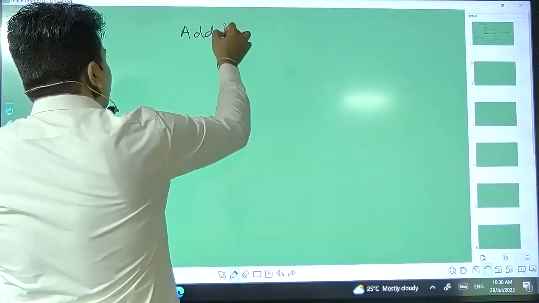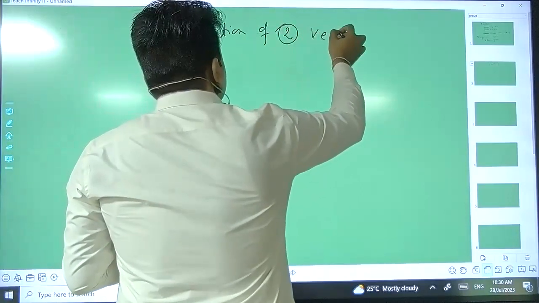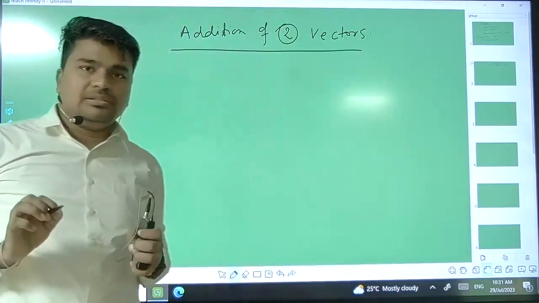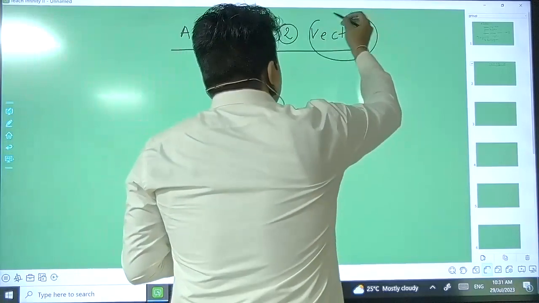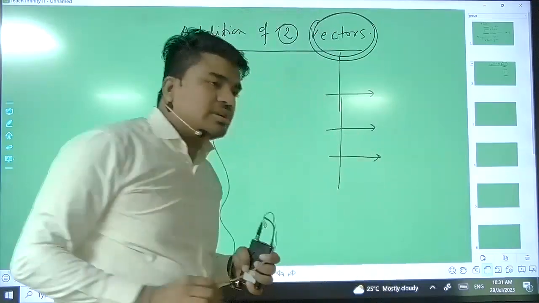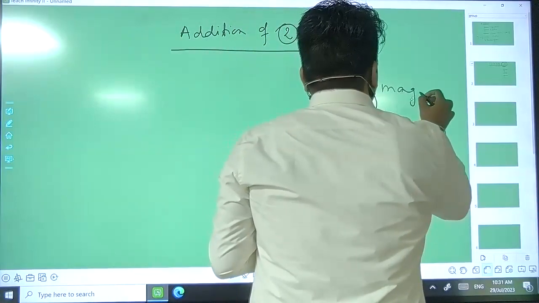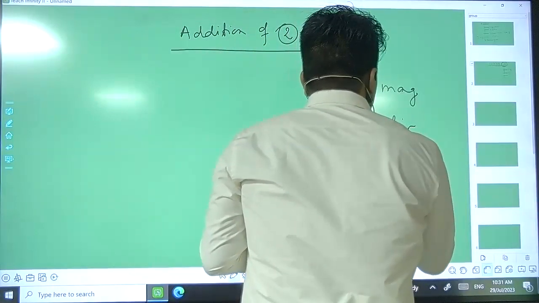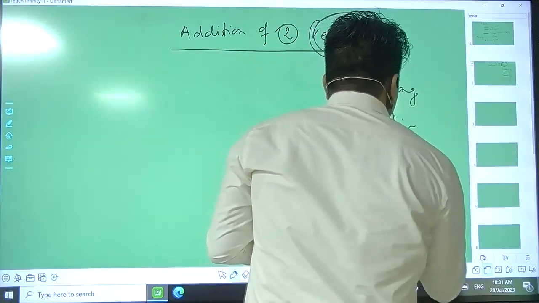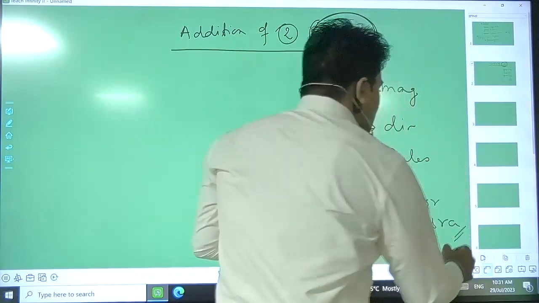Addition of two vectors. First of all, what is the quantity known as a vector? Please tell me, students, what are vector quantities? A vector quantity has magnitude and direction, and also follows the rules of vector algebra. And what are the rules of vector algebra?